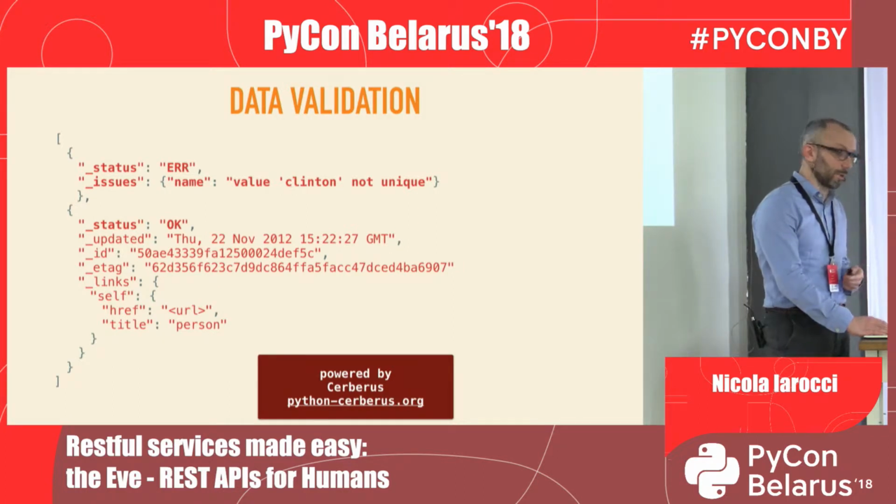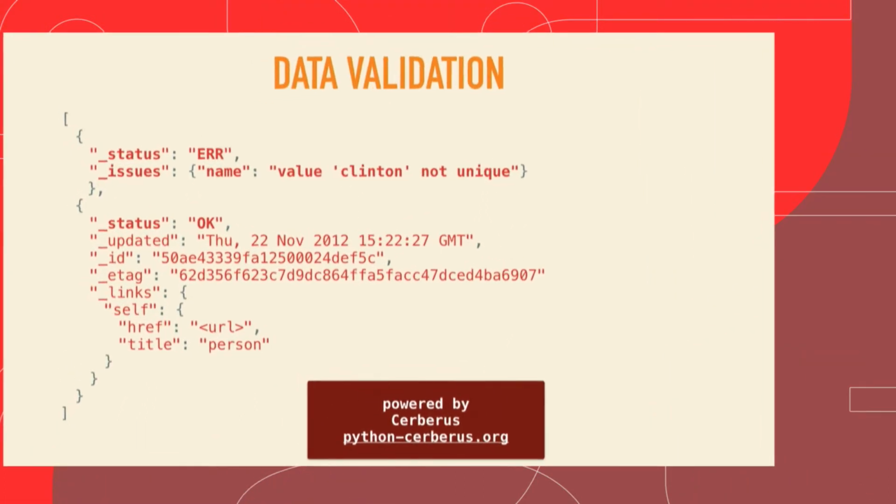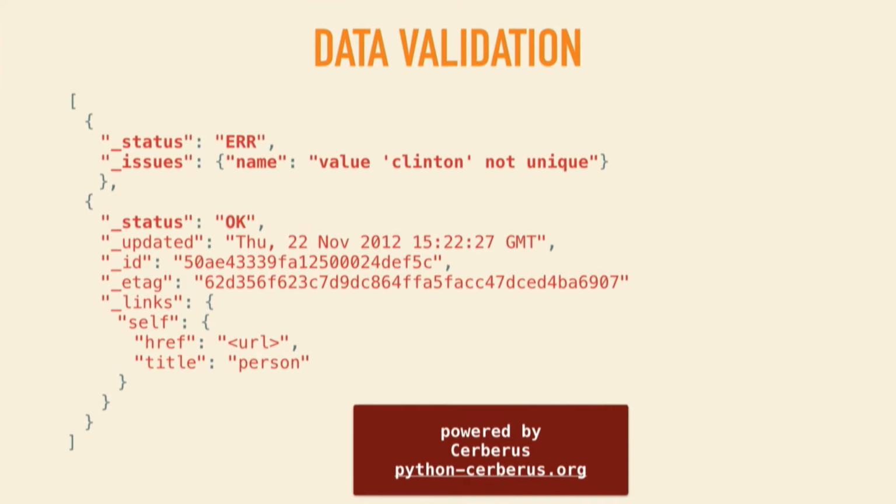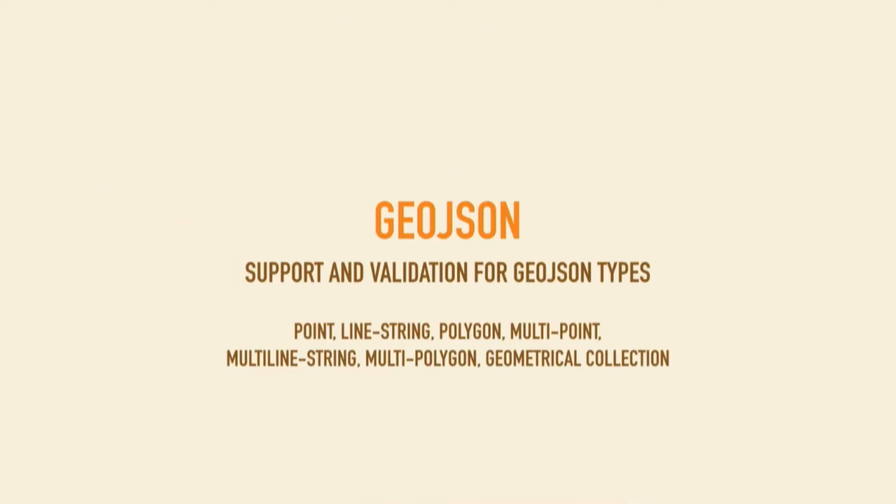Here we see a few examples of data validation. By the way, data validation is powered by Cerberus, which is a different package, and it is another project of mine. You can go and use Cerberus for data validation in your own project without Eve and all the stuff which has to deal with REST services. It's a very nice project, I believe, right?